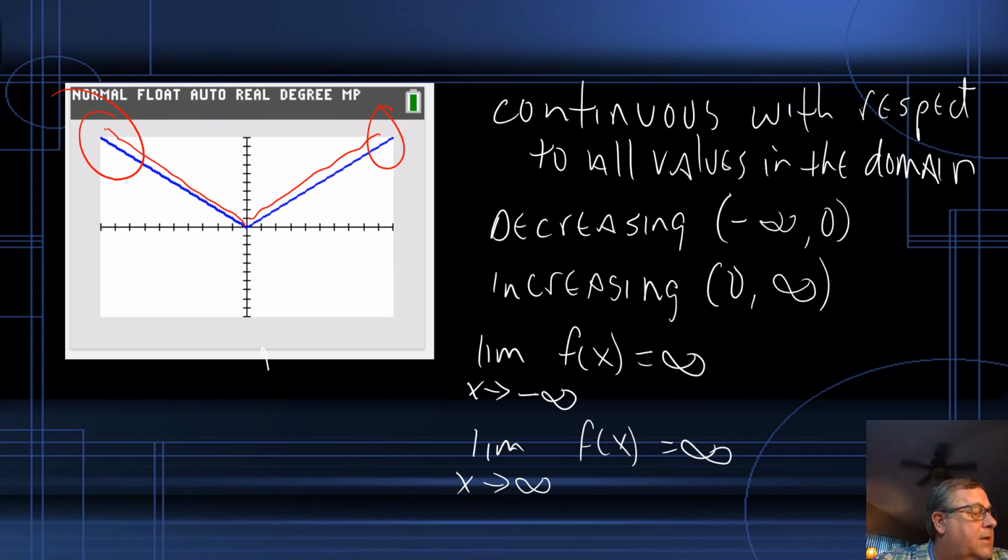So let's see, we did the domain, we did the range, we did the intercept, symmetry, continuity, end behavior, and increasing, decreasing, and Shazam. We've described the characteristics of the absolute value parent function.